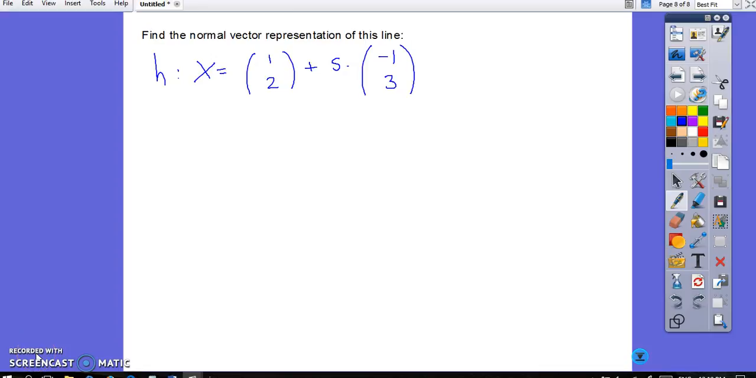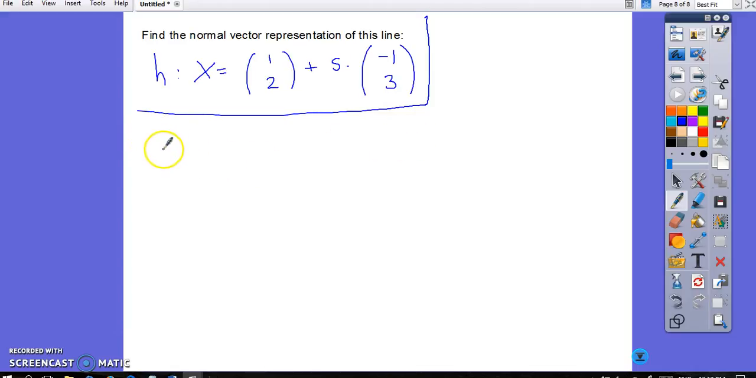So, in this one we have a vector equation of a line, and the question asks us to find the normal vector representation of this line. Now first of all I'm going to find the normal vector representation quickly just from this line, and then we'll find all of the other forms.